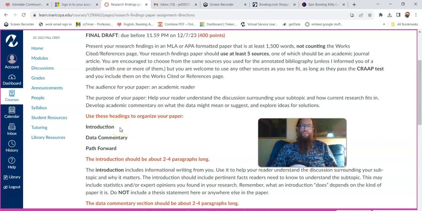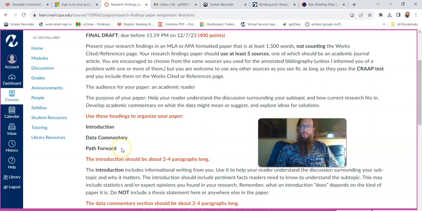The introduction is all informational writing, right? It's facts about the subtopic or you explaining different aspects of the debate, if it is a subtopic that there's debate about, like needle exchanges or something like that. But anyway, it's all informational writing, things that your reader needs to understand for the subsequent sections to make sense. The data commentary section is where you pull out a significant piece of evidence and say something about it. You can watch the other video or check out last week's materials for more about that.